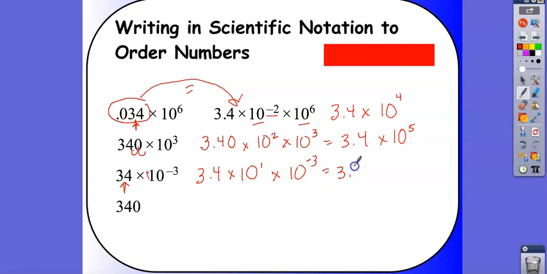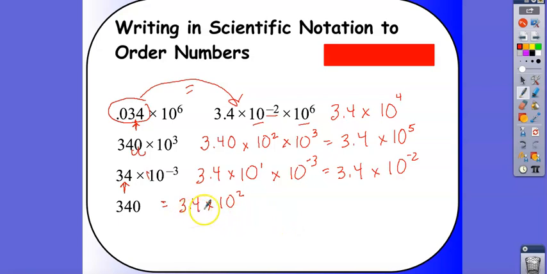Use my law of exponents, and I got 10 to the negative 2, because 1 plus negative 3 is negative 2. Okay, 3.4. I know that's equal to 3.4 times 10 squared. I'm good. Do you see how all of these work? Do you see how I have 3.4?